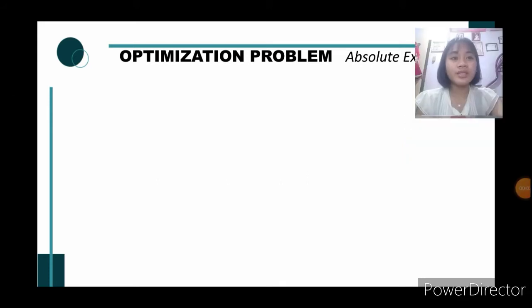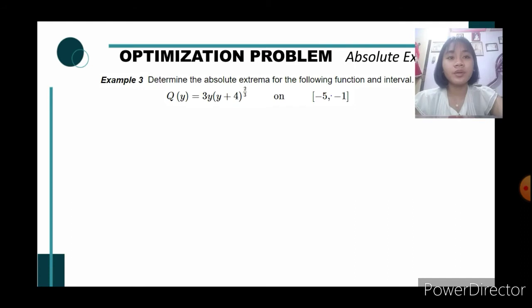We will proceed to example number 3. Ang ating example number 3 is to determine the absolute extrema for the following function and interval with the given function q(y) is equal to 3y multiplied by the quantity y plus 4 raised to 2/3 on the interval [-5, -1]. Again, as with all the other examples na sinolve natin kanina, this function is continuous on the given interval, and so we know that this can be done.